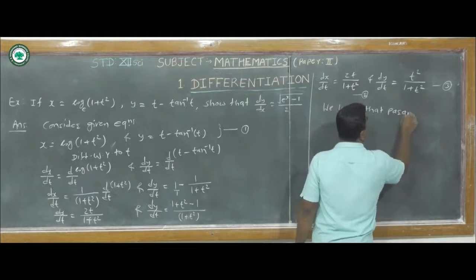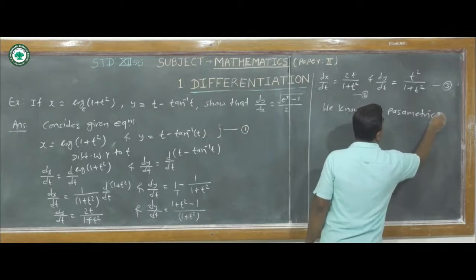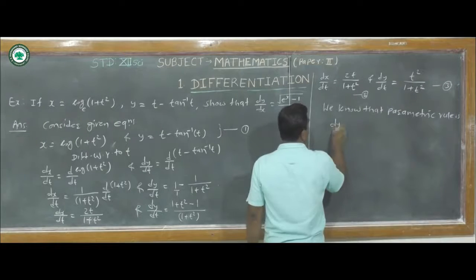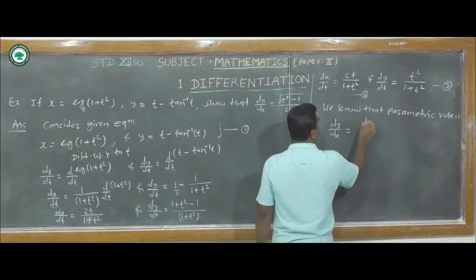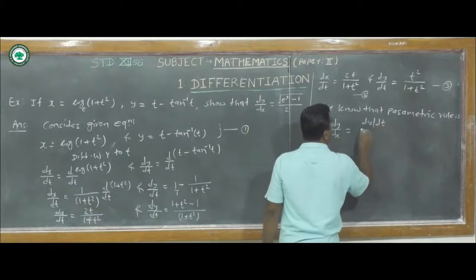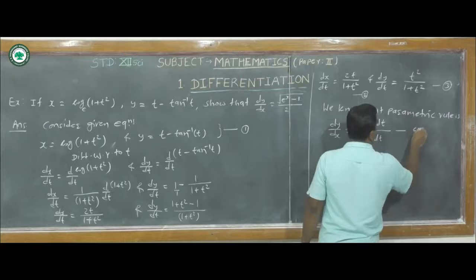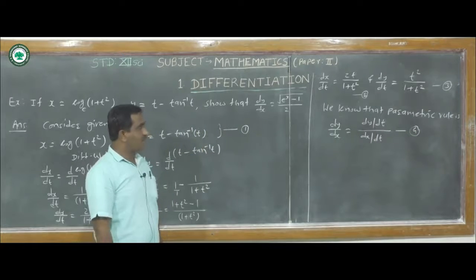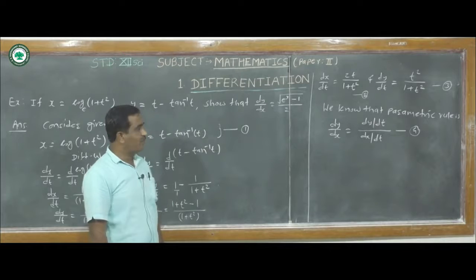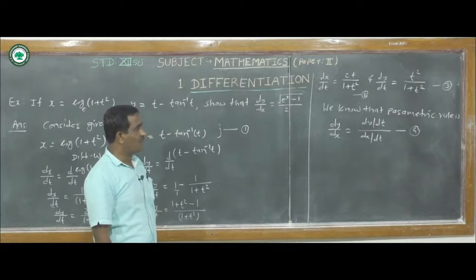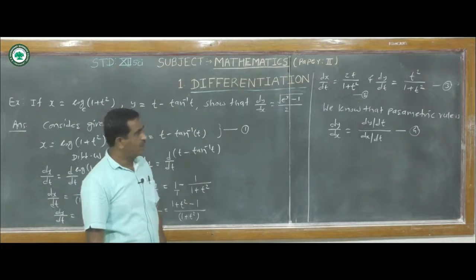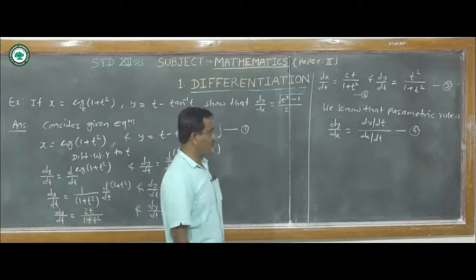And further we know that the parametric rule is dy upon dx is equal to dy upon dt divided by dx upon dt. Say this as equation number 4. Okay. Now from equations second, third and fourth we can write the value of dy by dx, that is, putting the values of dy by dt and dx by dt from equations third and second in equation 4.